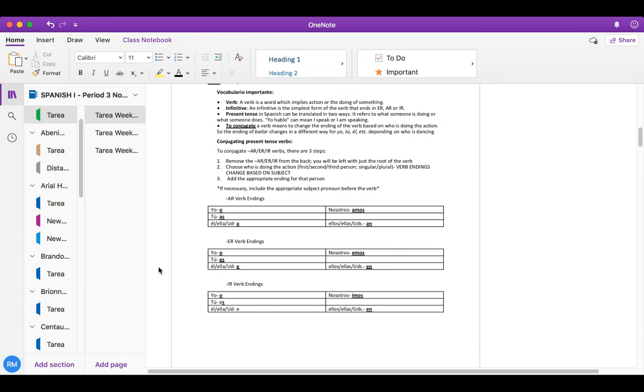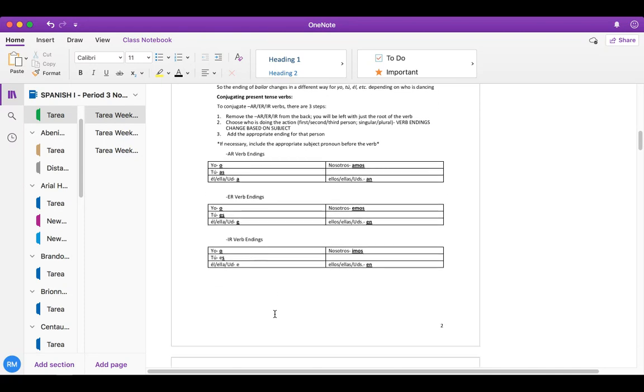I always make sure I look: does it end with AR, does it end with ER, or does it end with IR? I do this because verbs that end with AR have different conjugation endings than verbs that end with ER, and verbs that end with ER have different conjugation endings than those that end with IR. So, once I figure out if I have an AR verb, an ER verb, or an IR verb, I take off that AR, that ER, or that IR. And I'm going to show you right here in the box.